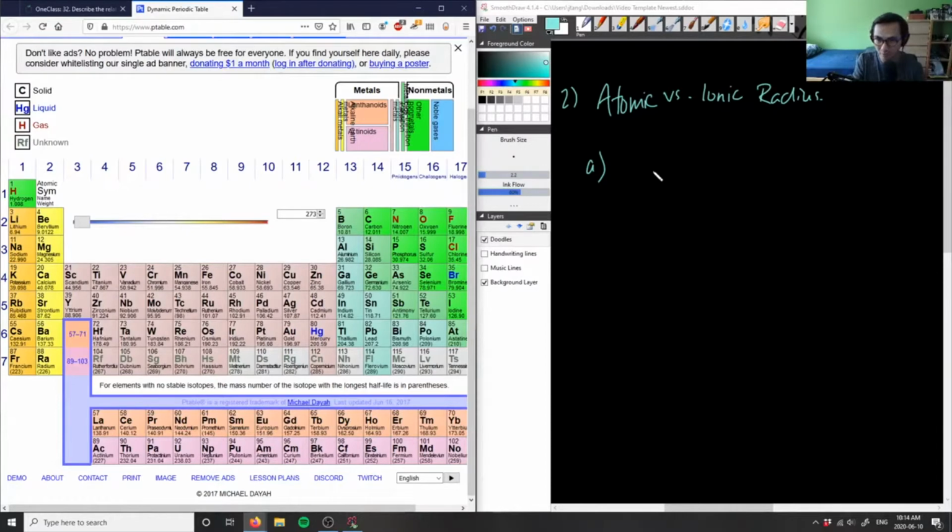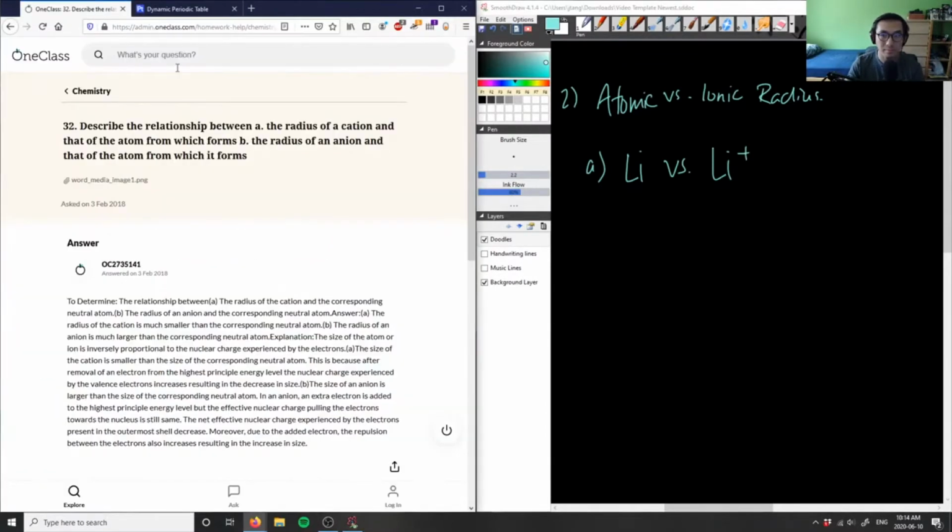So let me take lithium, for example. So I have Li versus Li positive, right? So what I can do is draw the Bohr-Rutherford for both these atoms here. So for Li here, in the first shell, I'm going to have 2 electrons. In the second shell, I'm going to have 1, right?